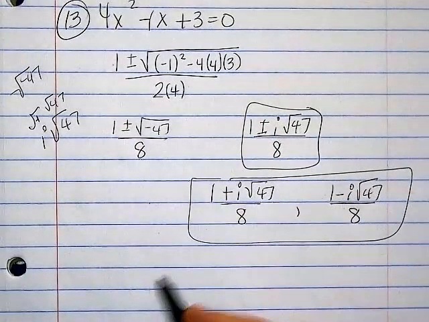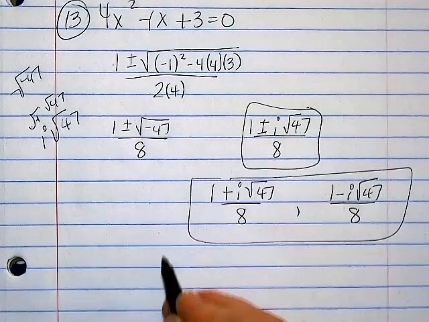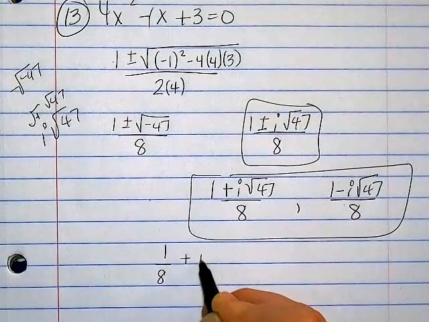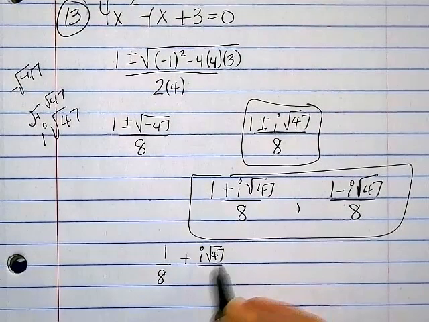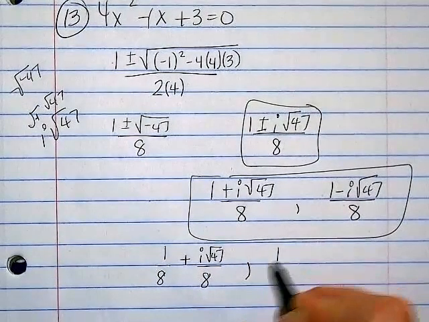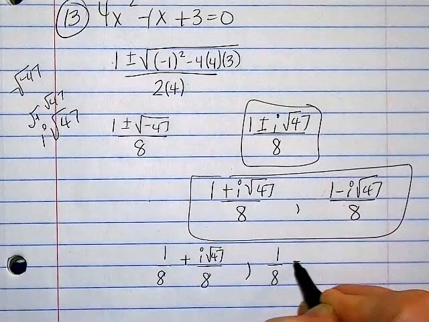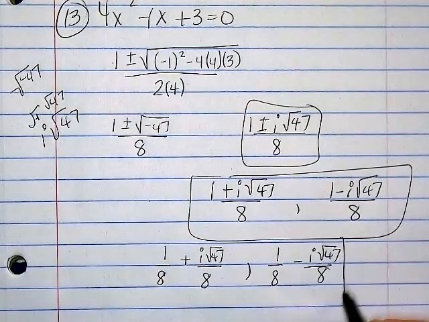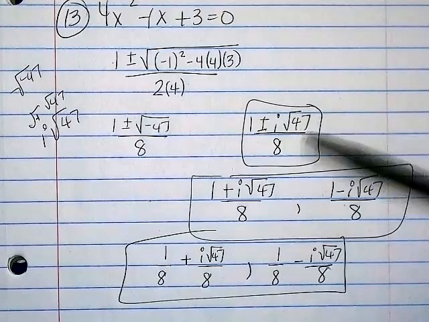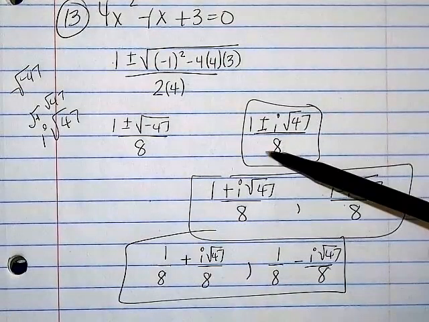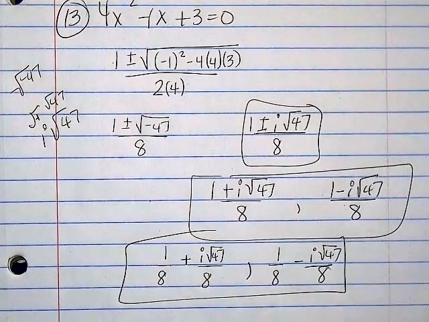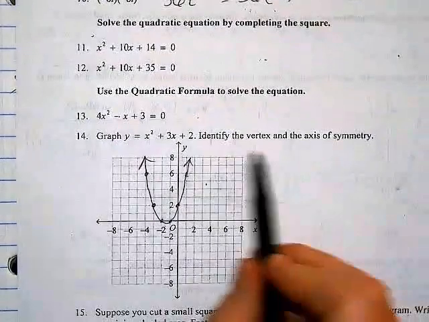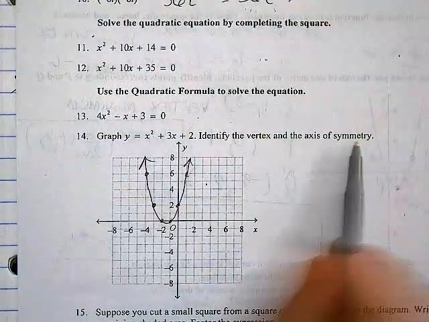I have also seen them take this and split it and say 1/8 plus i square roots of 47 over 8, 1/8 minus i square roots of 47 over 8. Okay, so that's another way. I will accept any of these. I just want you to be able to identify them if they're on a multiple choice test. Okay, 14 says graph and identify the vertex and the axis of symmetry.